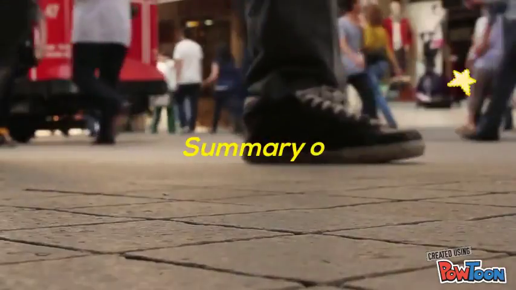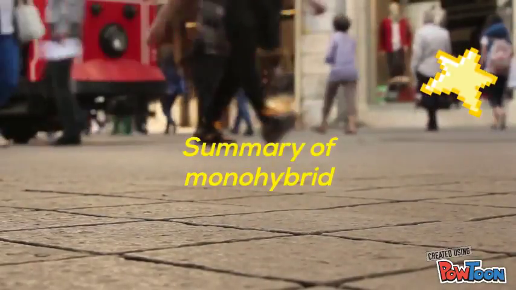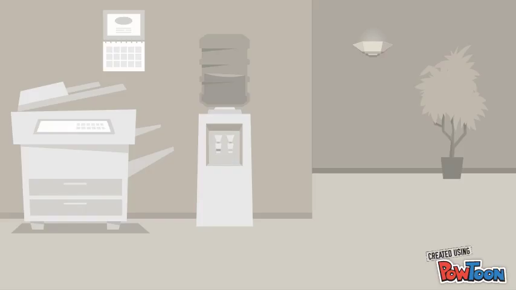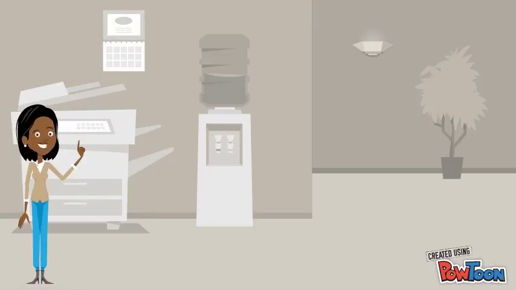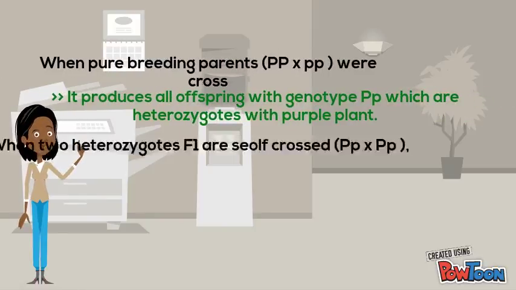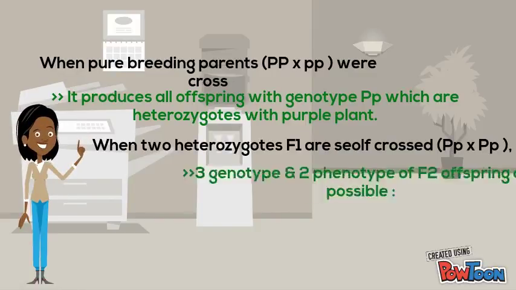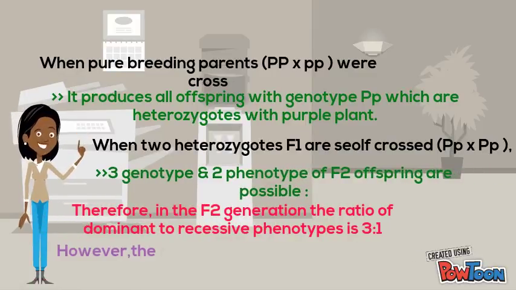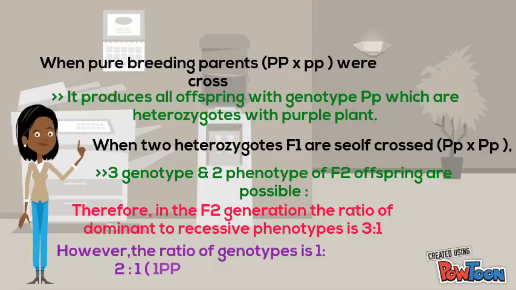In conclusion, the summary of monohybrid inheritance. When pure-breeding parents, big P big P crossed with small p small p, produce all offspring with genotype big P small p, which are heterozygotes with purple plants.